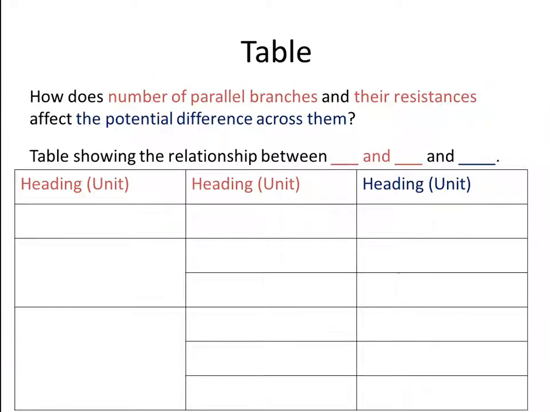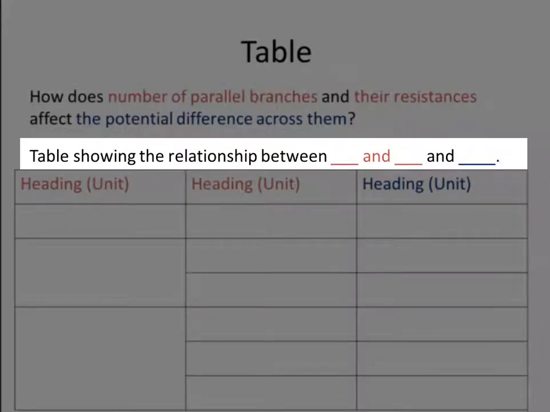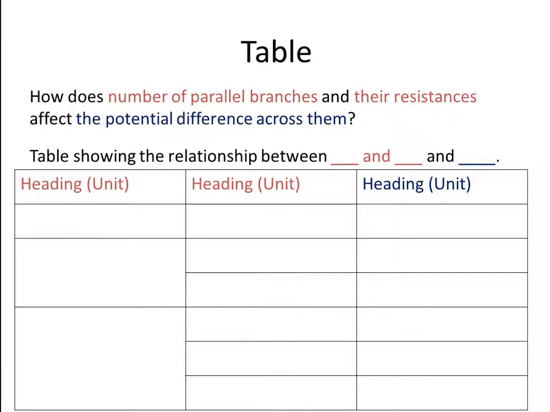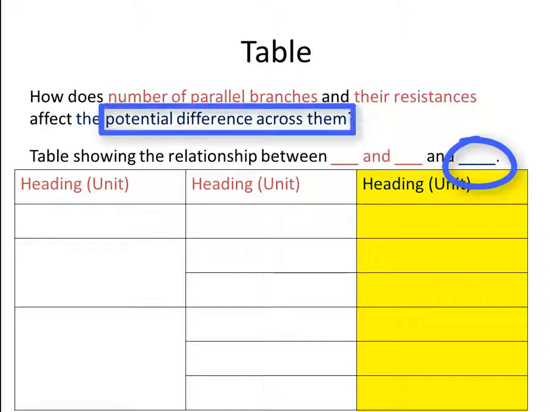Let's prepare a table for our data. Remember, we have two independent variables in this case. So when we say the heading, table showing the relationship between, we have two things which are our independent variable. What are they? And in our table, we also need two columns for the independent variables. What are they, and do they have units? We only have one outcome, one dependent variable, the potential difference across them, meaning across the branches. So where does it go into the heading? And we know that it belongs in the last column.